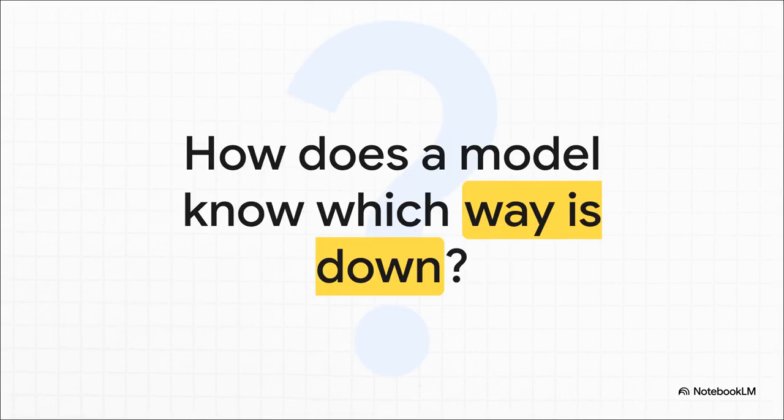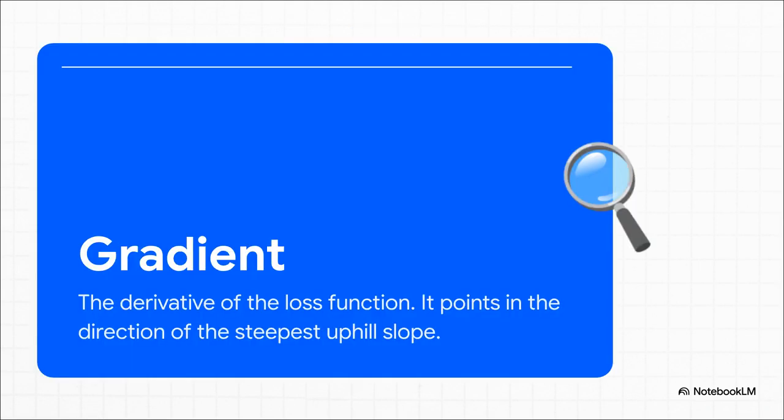Which, of course, brings us to the million-dollar question. If you can't see the map, how in the world do you know which direction is downhill? You can't just look for the blue parts. You need a different sense. And that sense is called the gradient. Now, this is a concept from calculus, but you can forget all that. Just think of it like this. It's the feeling of the slope right under your feet.